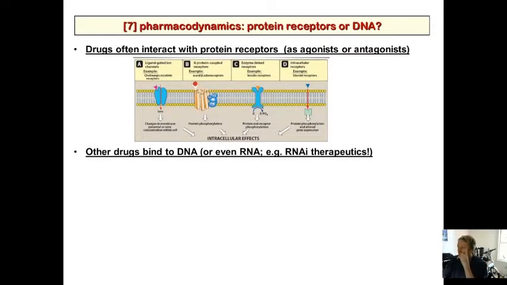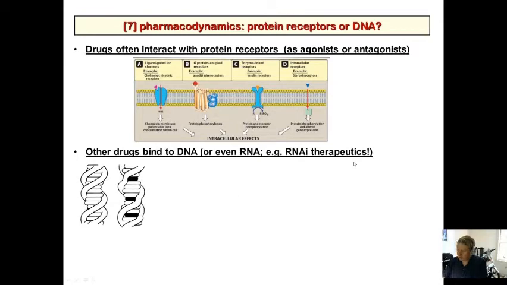Okay. Other drugs bind to DNA or even RNA. There's something called RNAi therapeutics. I'm not going to really, at least for now, get into RNAi, but it's a way to shut down protein expression. It's kind of related to the new CRISPR-Cas9 technology. But anyway, there are drugs that bind to DNA, cancer drugs, and also RNAi therapeutics, which interact with RNA and silence genes. We call it gene silencing.